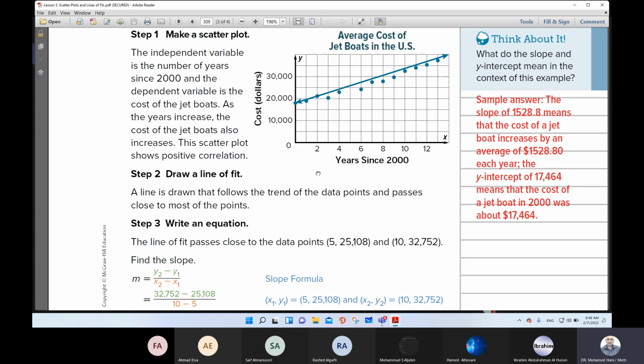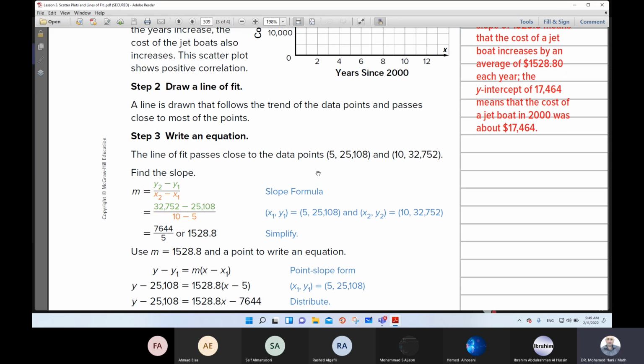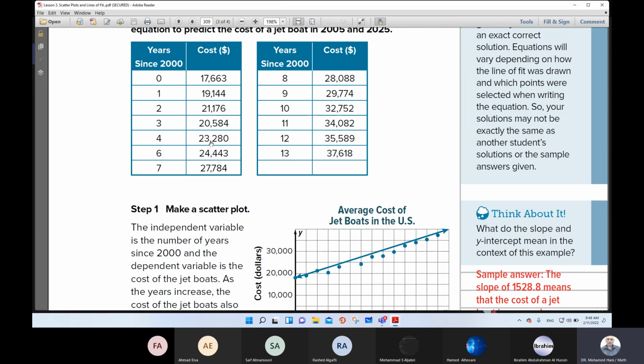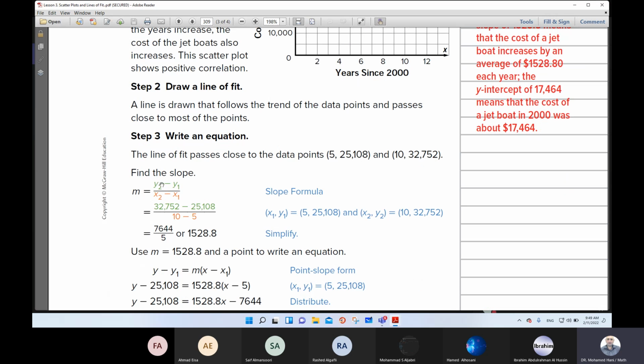Then we want to write the equation. How to write the equation? Use the same form: y minus y1 equals m times the parentheses x minus x1. At first we want to find the slope. So m equals y2 minus y1 over x2 minus x1. We can choose 2 points from the table. Choose any 2 points, it's up to you. Then you can substitute the values inside the slope.